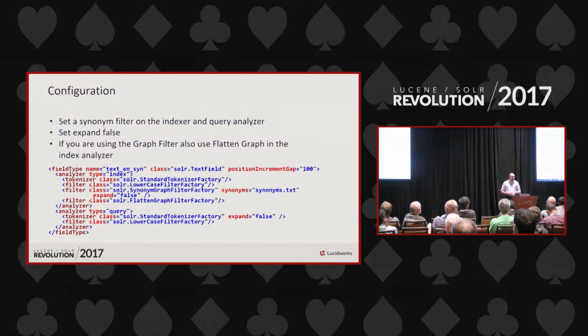This configuration will work for either the graph filter factory or the synonym filter factory. You just make that one replacement. And also keep in mind that if you do use the graph filter factory, you would also include your flattened graph.